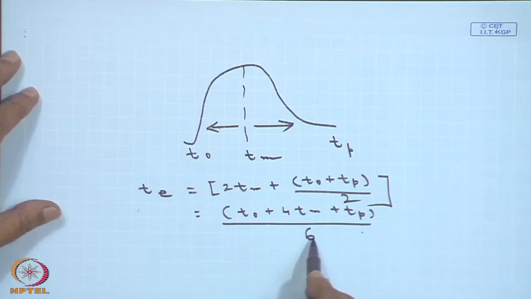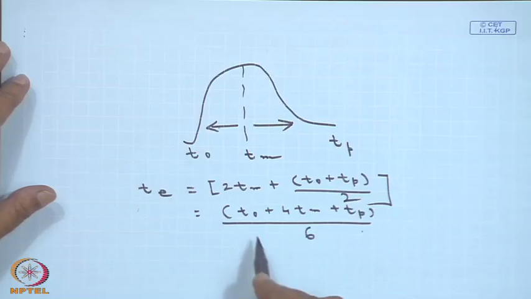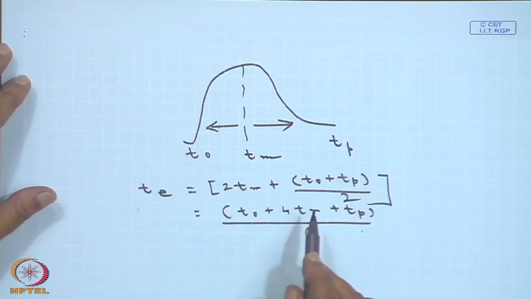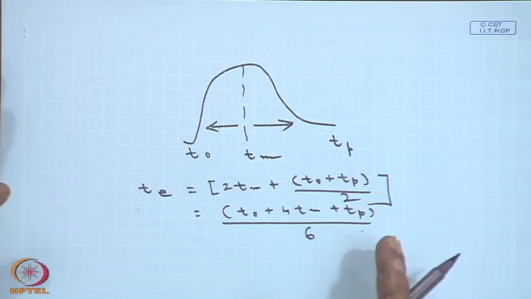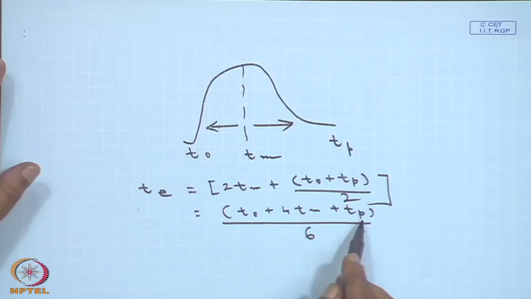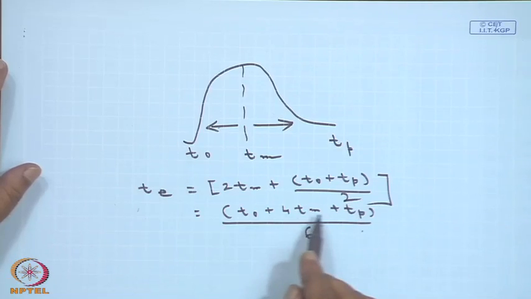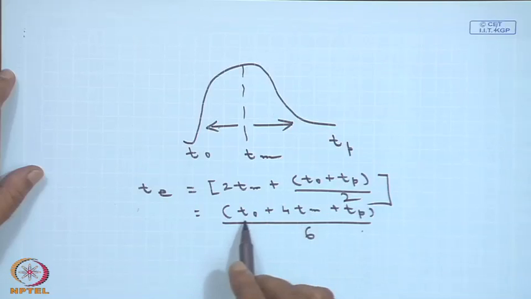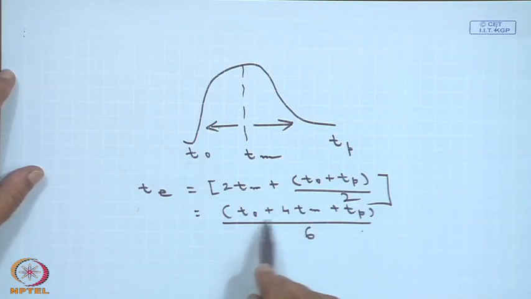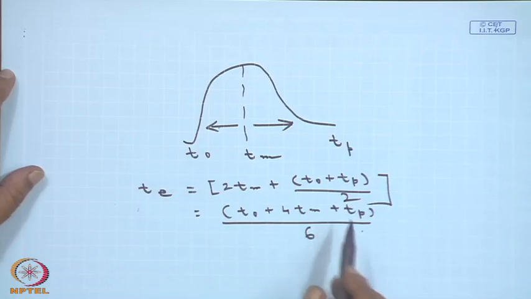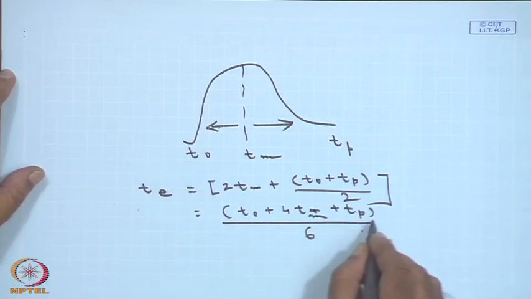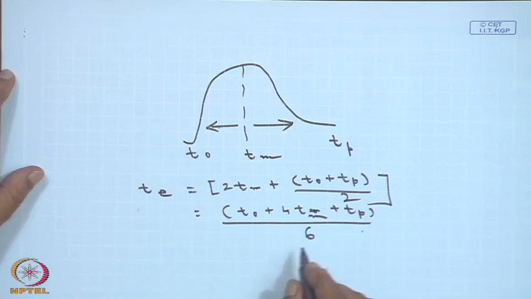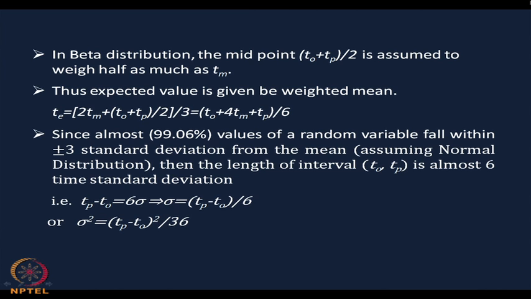So, what is happening for a particular project? Whenever you work on a project, you calculate T 0, you calculate T p, and from there you calculate the most likely time. Once I know these 3 values T 0, T m and T p, using this formula T e equals T 0 plus 4 T m plus T p by 6, you can calculate the expected time, that is T e.